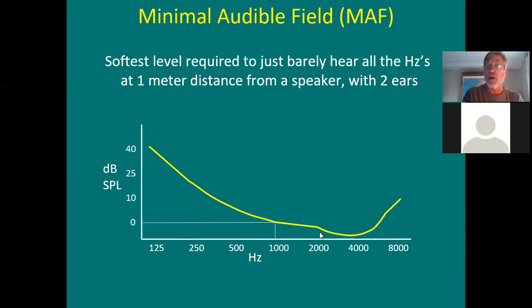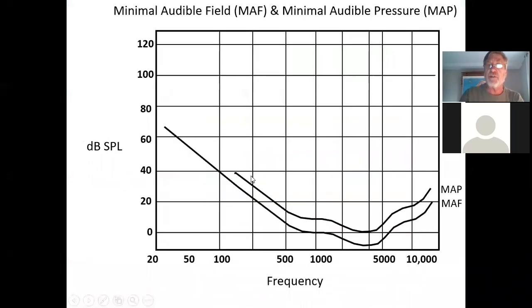So this was minimal audible field, and then minimal audible pressure was playing the same game again, but with one ear under a headphone. And minimal audible pressure gave you a slightly higher curve, okay? Because one ear under a headphone isn't quite as good as 2 ears listening in front of a speaker. And 2 ears are about 5 dB better than 1. And then we said minimal audible pressure is 0 dB hearing level.